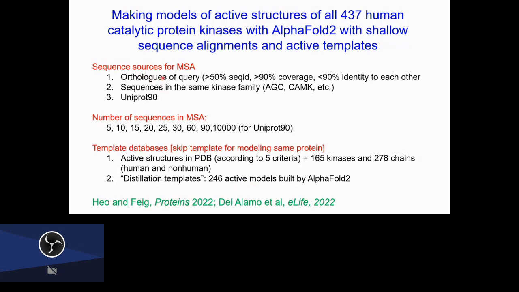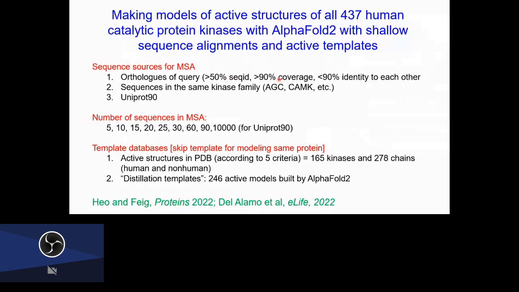And so the sources of the multiple sequence alignment are going to be sets of orthologs. We got all of the kinase sequences from UniProt. For every kinase, we picked the top 25,000 closest sequences, and then only chose as orthologs or maybe close paralogs kinase sequences that were more than 50% identical to the query. So they're relatively similar to the query. And they covered 90% of the kinase domain.